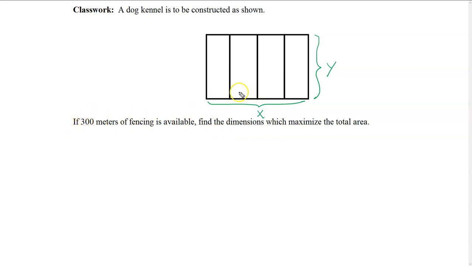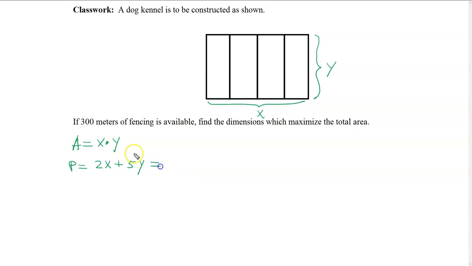So the area of this enclosure is X times Y, and this is what we want to maximize. Now, we're also given that we have 300 meters of fencing. So if we add up the perimeter along with the partitions, we get that the perimeter is 2x plus 1, 2, 3, 4, 5y.